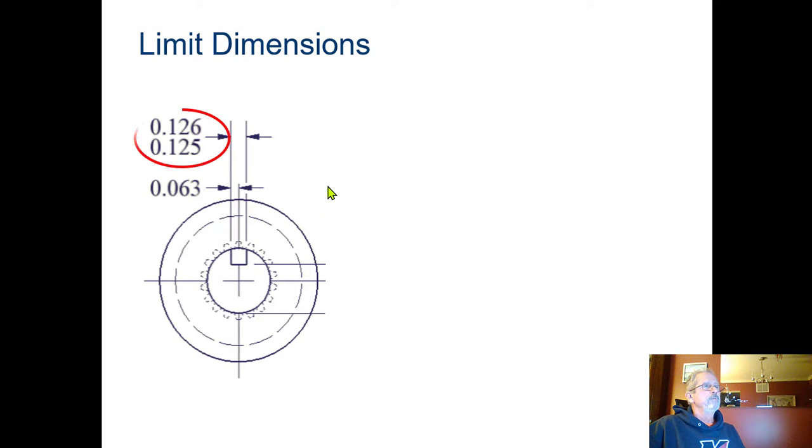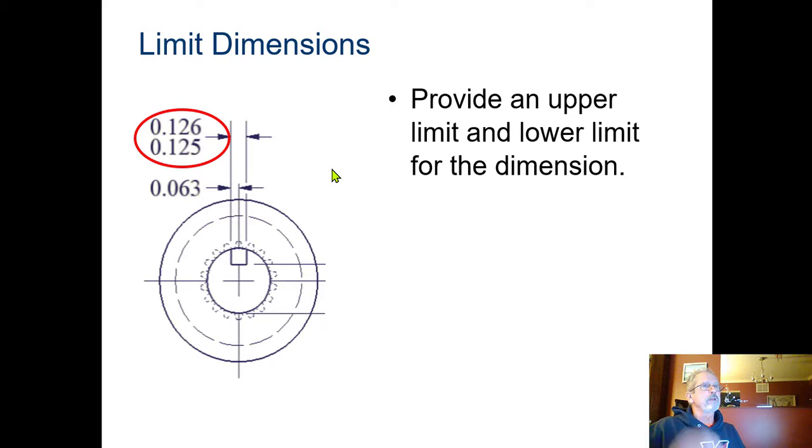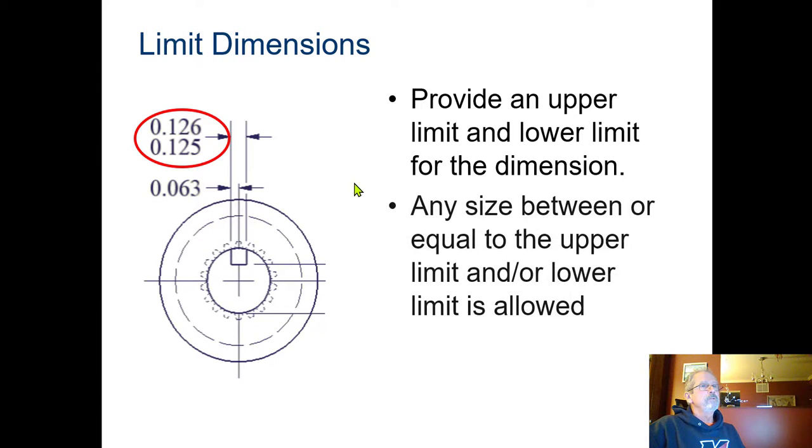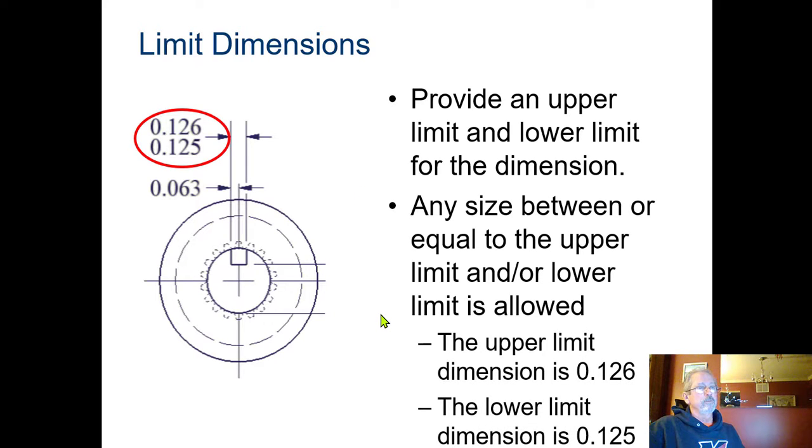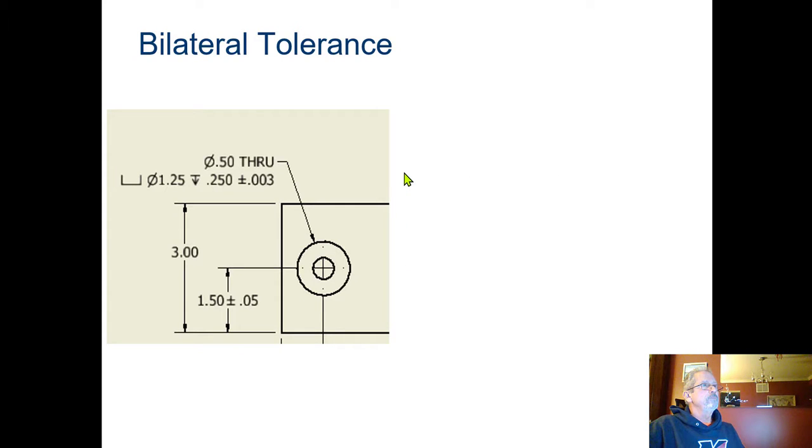All right, so limit dimensions provide an upper and a lower limit for the dimension, and you can see any size in between is okay. And here you can see that we're only talking about 1 thousandth of an inch, because the upper limit is 126 thousandths and the lower limit is 125 thousandths. All right, so bilateral tolerance, let's take a look at this a little bit more.